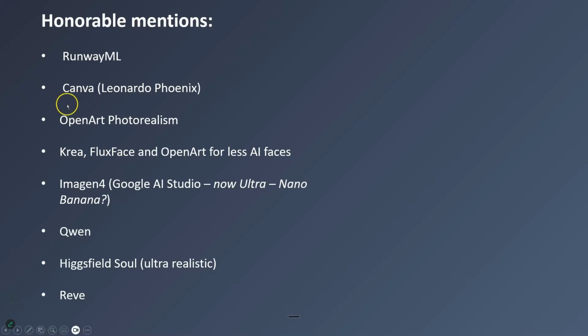So OpenArt has introduced a function called photorealism, and Krea and Flux Face as well have also introduced that, where their renderings look much more like real photographs. If you put it side by side with a normal AI rendering, you'll see that there's quite a difference. It doesn't have that kind of plasticky look on the face that a lot of AI images of people do. Imagen 4 is really good.